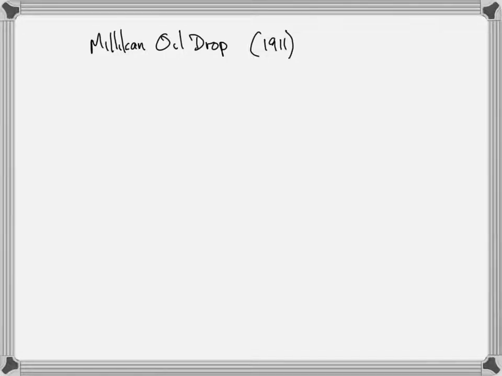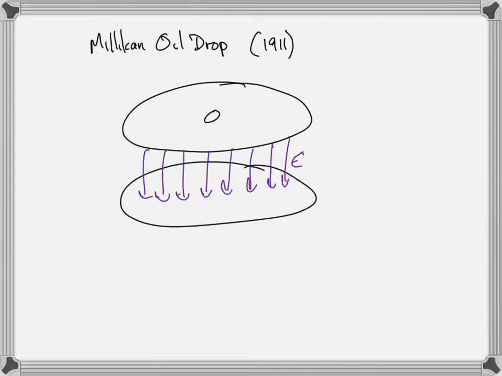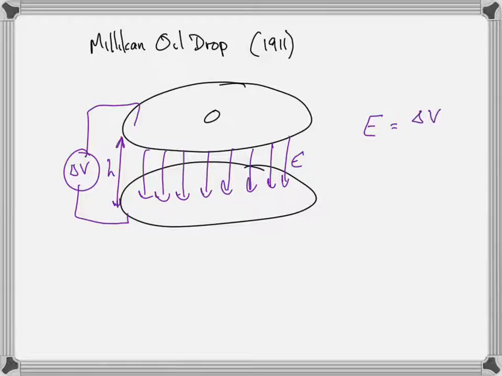What Millikan did was he had this simple apparatus. Two parallel plates, turned out to be round, but it doesn't matter. Parallel plates with a constant electric field, E, between them, right? How does he get that constant electric field? Well, he just puts a voltage on those plates, and we know that if we put a voltage between the plates and they're separated by a distance h, the magnitude of the electric field is equal to delta V over h.